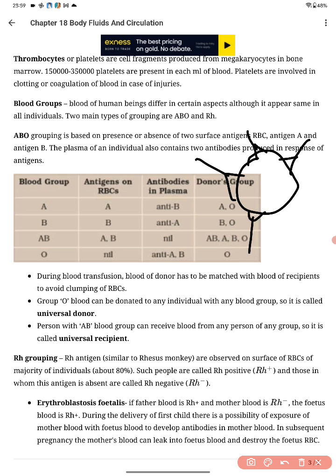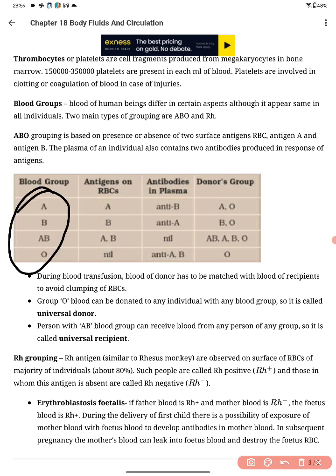RBC membrane antigens. Okay, RBC is there. RBC has some kind of antigens on it, that is called surface antigens. So RBC have surface antigens which decides your blood group. I'll make you understand, but first let's see different types.